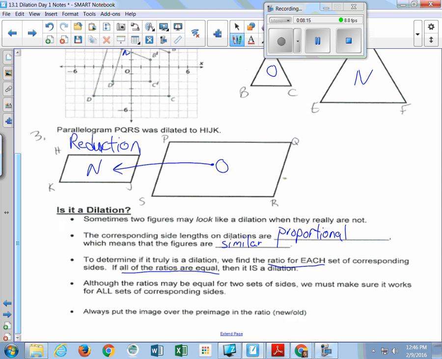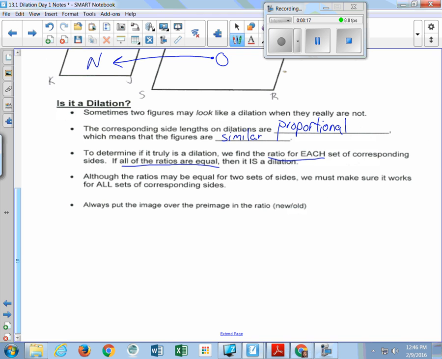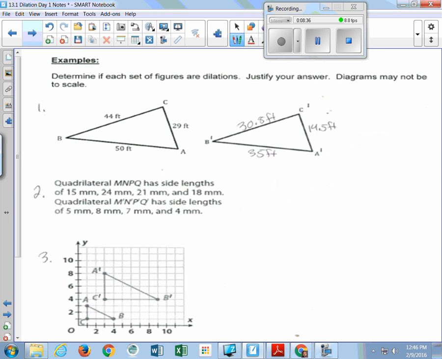Always put the image over the pre-image. So to set up the ratio, you're going to put the new over the old. Okay, new, nice little mark. All right, so let's look at a couple examples. Determine if each set of figures are dilations. Justify your answer. Diagrams may not be to scale.